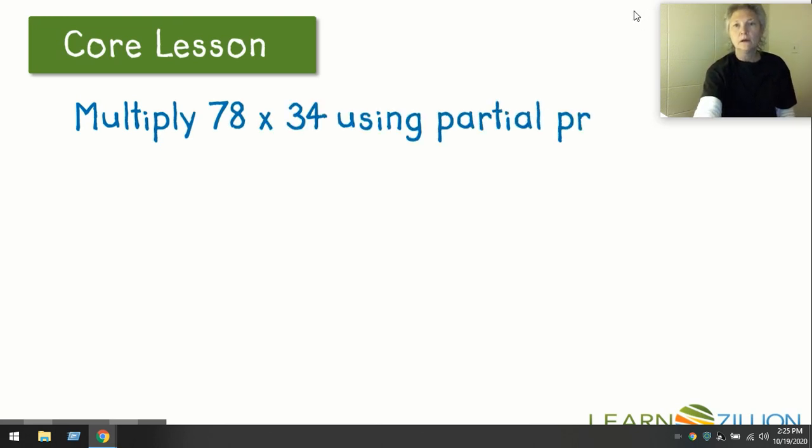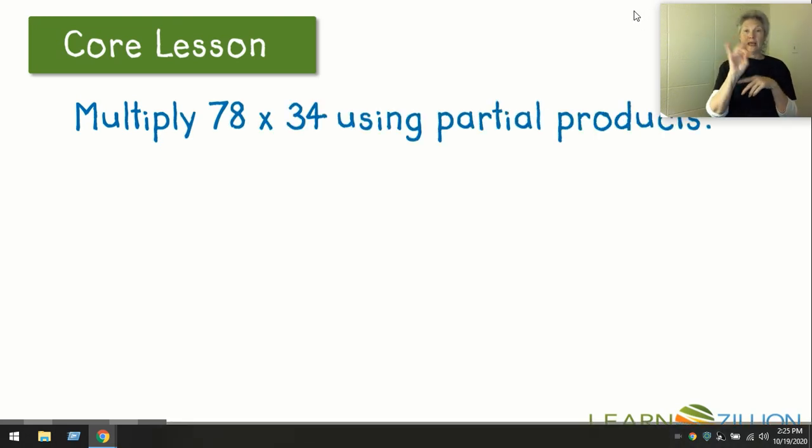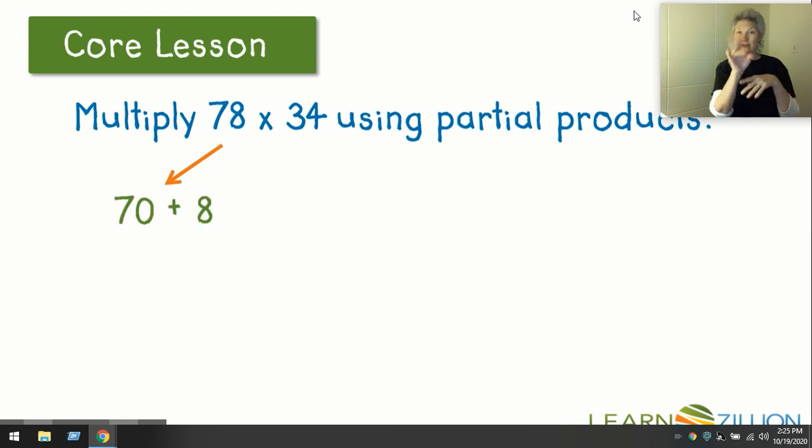Now let's multiply 78 times 34 using partial products. First, we'll break apart each number into its individual values. So 78 becomes 70 plus 8. And the 34 becomes 30 plus 4. The numbers are now written in expanded form, and we can see the value of each digit.